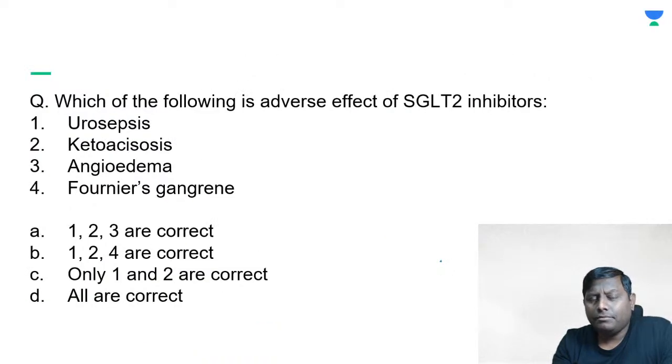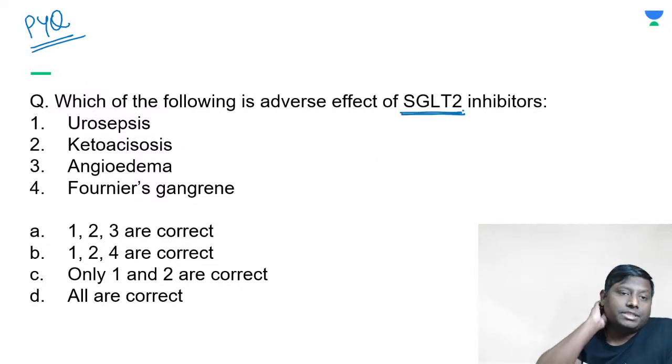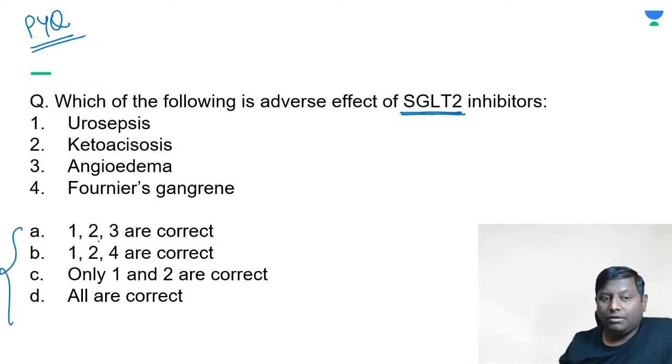Okay. Then this is one of the PYQs that has been asked previously. Which of the following is an adverse effect of SGLT2 inhibitor? Urosepsis, ketoacidosis, angioedema, or Fournier gangrene. These are the options A, B, C, D. 1, 2, 3, 1, 2, 4. Only 1 and 2, all are correct. Go ahead, please.